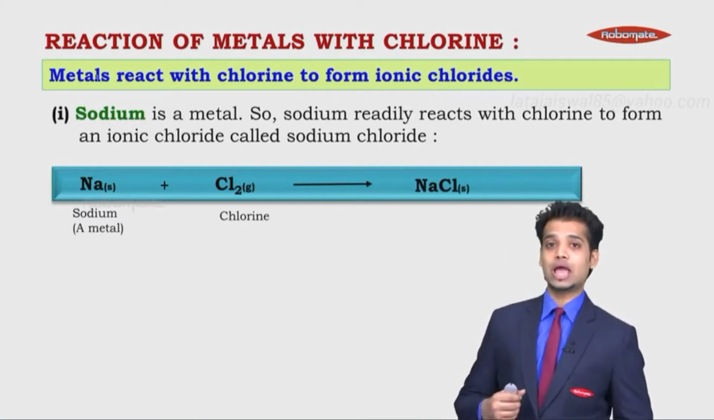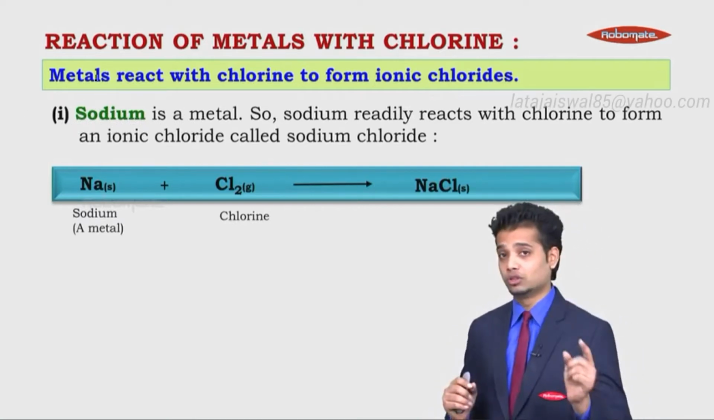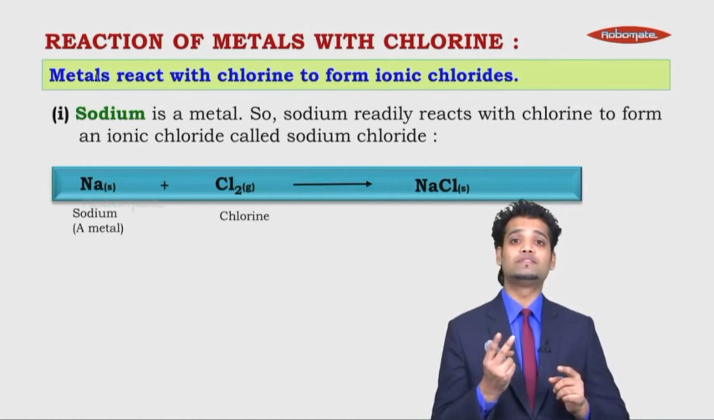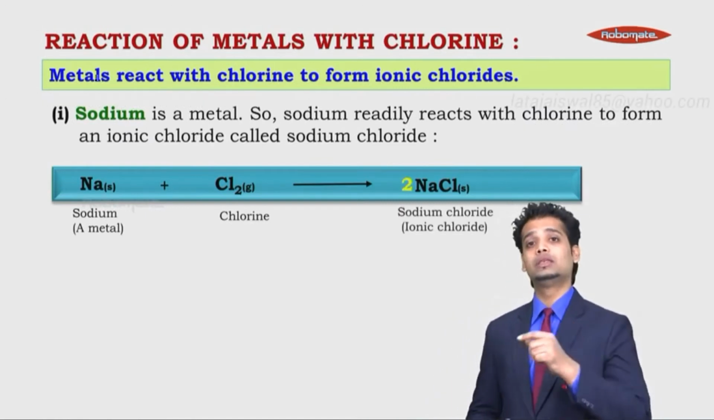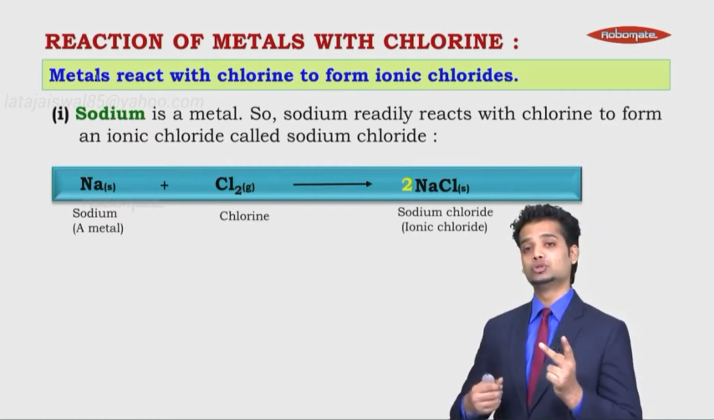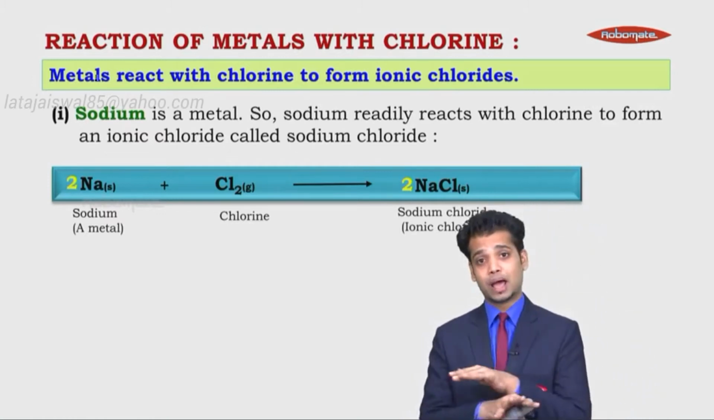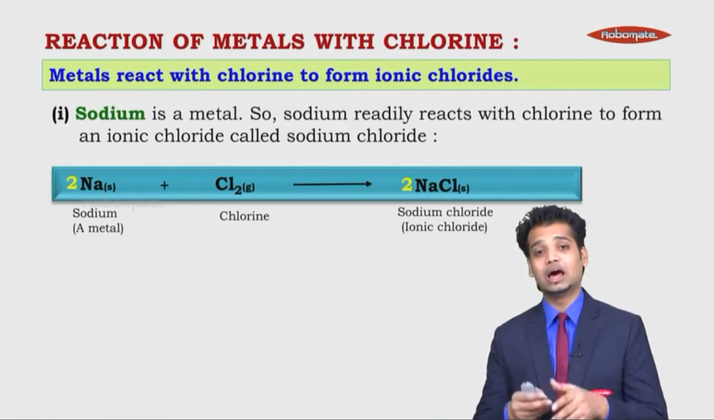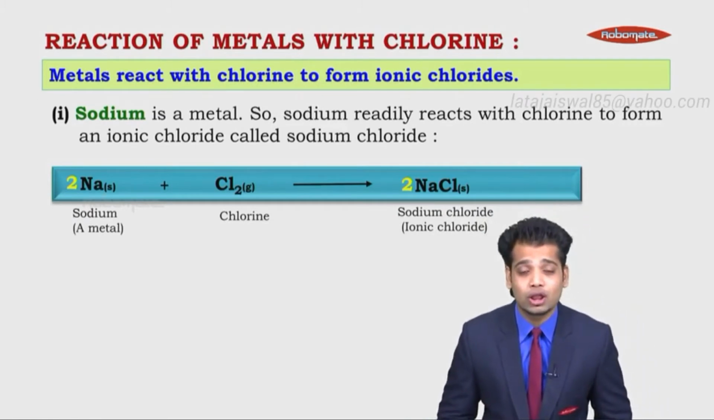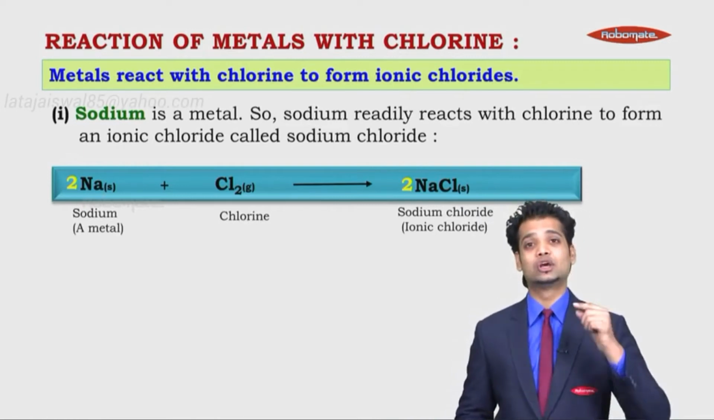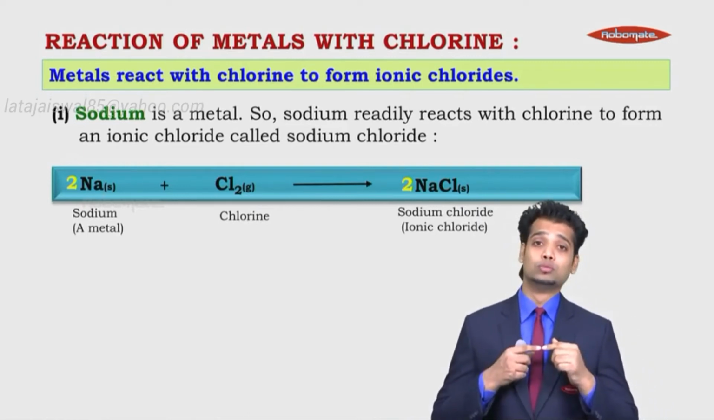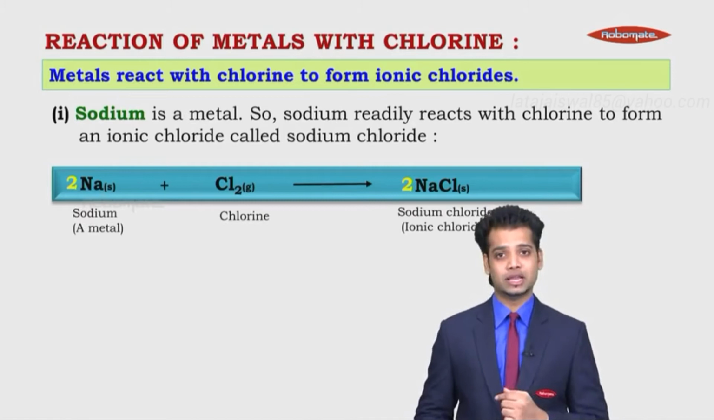Now to balance the reaction, Na is 1 on the left hand side, 1 on the right hand side. Cl is 2 on the left hand side, 1 on the right hand side. What would you do? You have to multiply by 2. Na becomes 2, multiply by 2, and the reaction is balanced. Sodium chloride, a very important ionic chloride. Where do you use it? Everybody knows, it is the common salt which we eat almost daily.